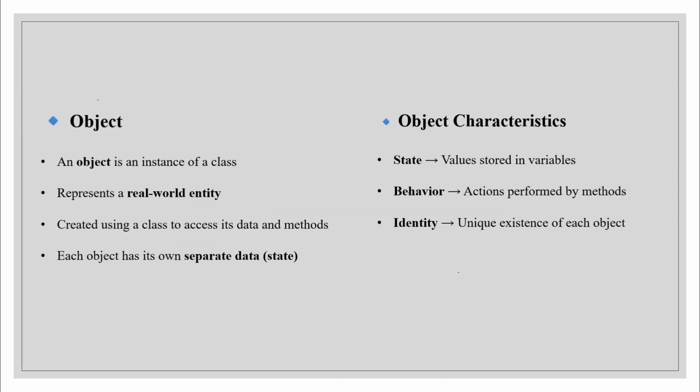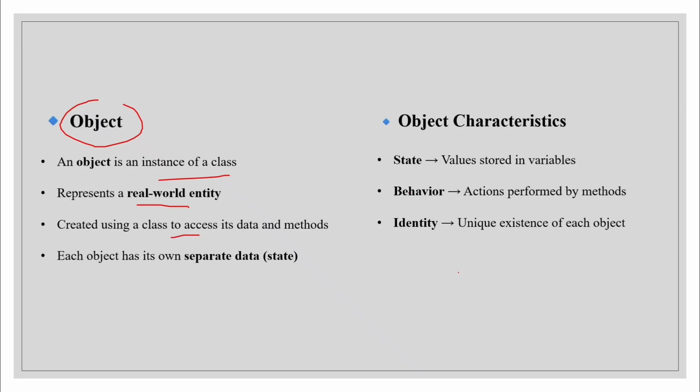Now let's understand objects in a very simple way. An object is an instance of a class. What does it mean? It is a real world entity, a real world thing created from a class. Continuing the example, if a class is a house blueprint, then objects are the actual houses built using that blueprint. All houses follow the same design, but they can still be different, like having different colors, different owners, different locations. In the same way, objects created from a class can have different values, but they follow the same structure.